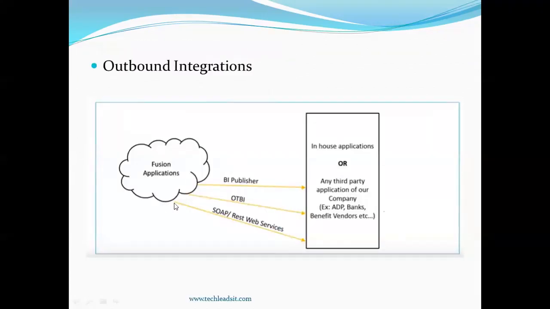These are outbound integrations. If you want to push the data from Fusion applications to any legacy systems, then BI Publisher, either OTBI, or SOAP or REST web services will come into the picture. If you want to extract the data and send the same to the legacy system, we can use these ways in order to fulfill your outbound interfaces.